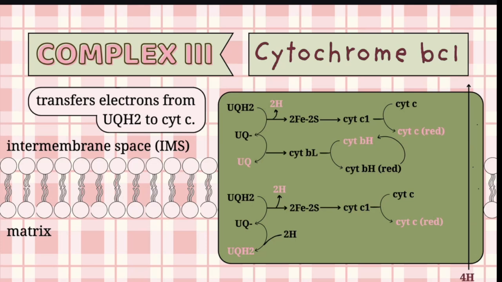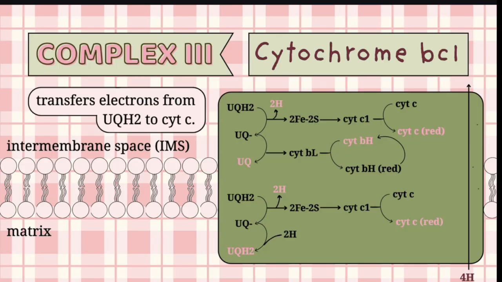Okay, so now complex 3 is a bit complicated. When complex 2 and complex 1 receive their electrons and donate them to ubiquinone, the dihydroubiquinone will go to complex 3 to donate its electrons. Complex 3 will make the electrons go through something called a Q cycle. So let's first go through the structure of complex 3, and then we'll go into the Q cycle.